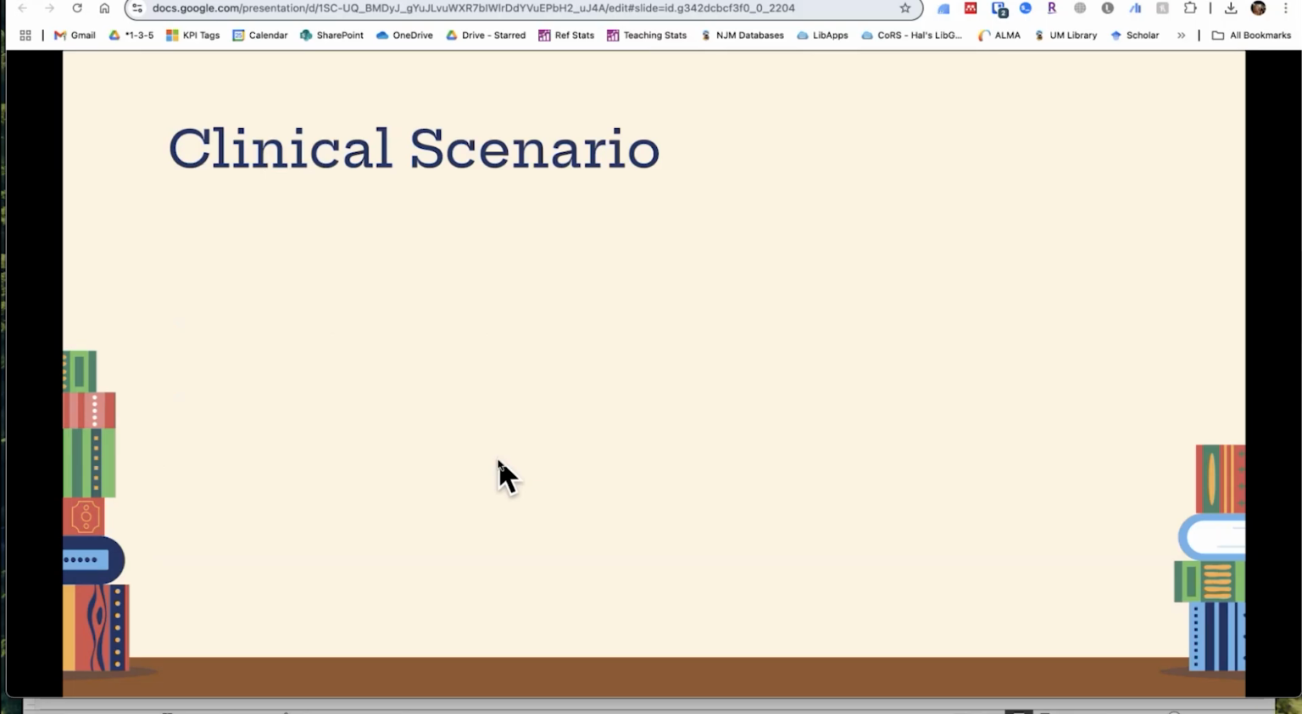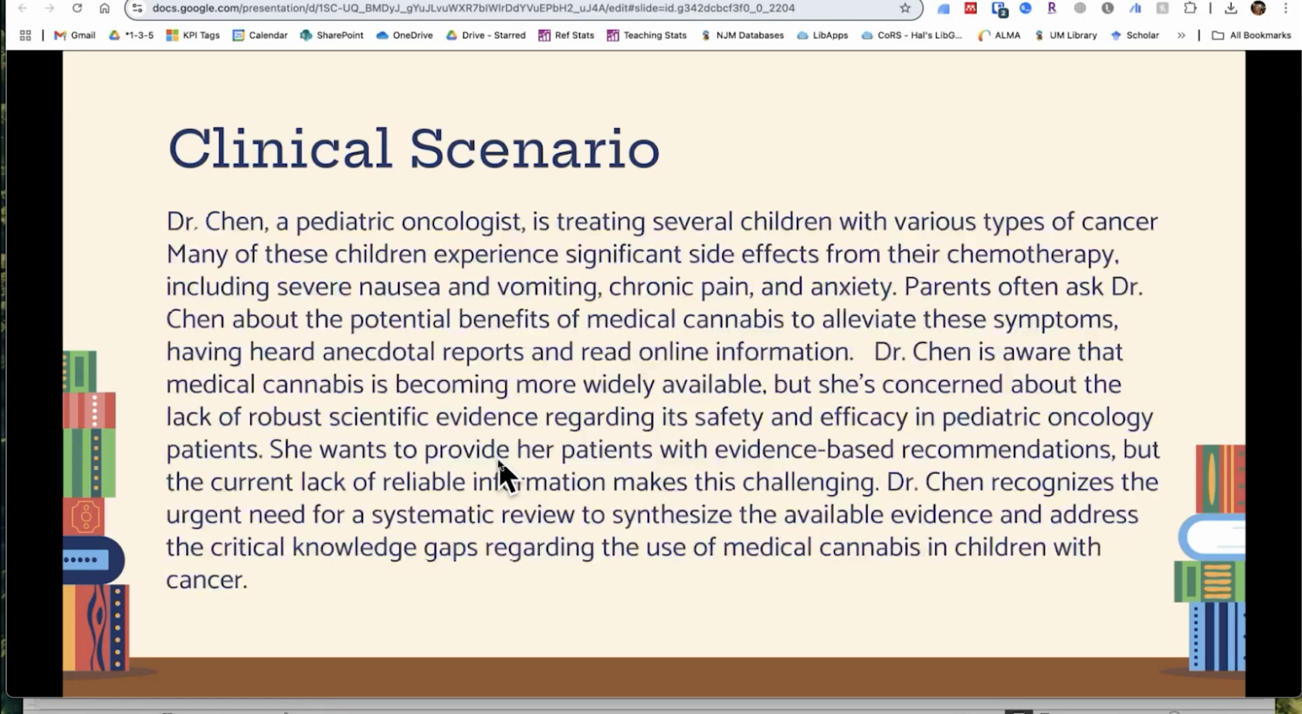So what I did is I came up with a clinical scenario to then pull from that into a specific PICO question. So you don't have to read all of that, but this is often what happens: people have a big topic that they're interested in, and how do you take all of this and turn it into an answerable research question? So from all of this, what I would do is I would read through it.